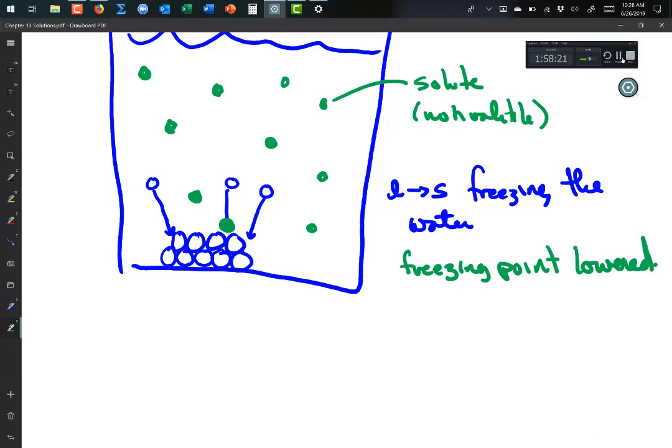Now, it also turns out that it accelerates the melting process, because it makes it hard for the molecules to stick back to the crystal. And so it also melts at a lower temperature. So think about when you make ice cream, you've got a churn and it's going around.